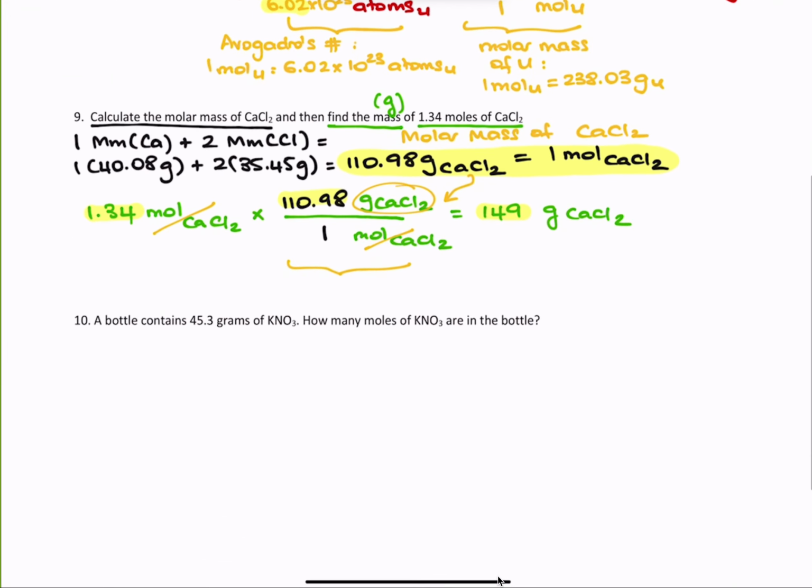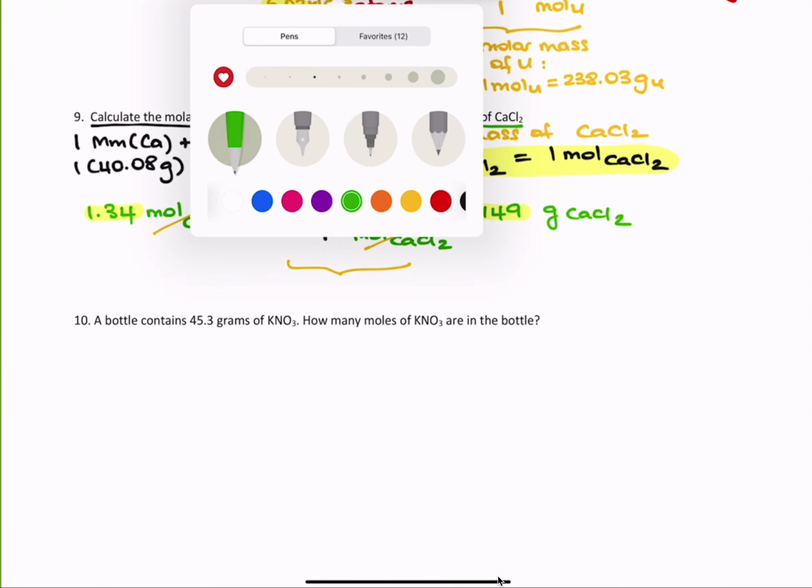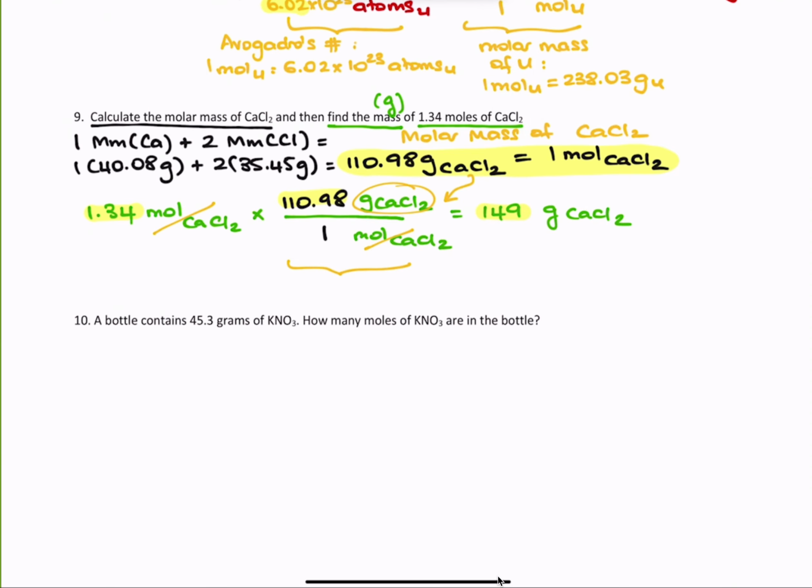The final problem gives you information: a bottle contains 45.3 grams of KNO3. You guys remember what KNO3 is? KNO3 is potassium for the K plus ion and nitrate for NO3 minus, the polyatomic ion, so it's potassium nitrate. How many moles of KNO3 are in the bottle? The bottle contains 45.3 grams of potassium nitrate. So we're given 45.3 grams of KNO3.